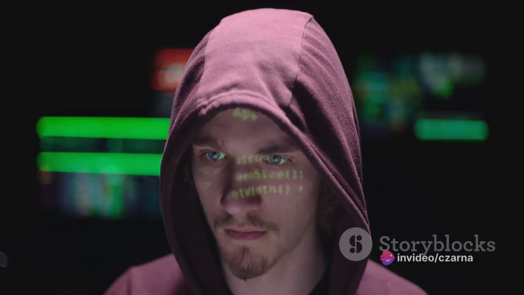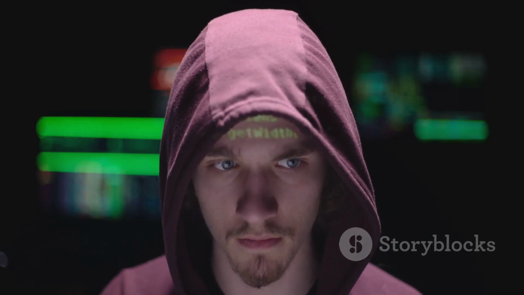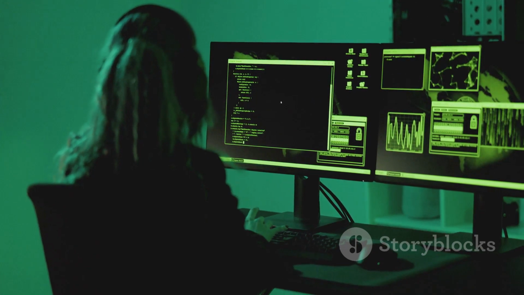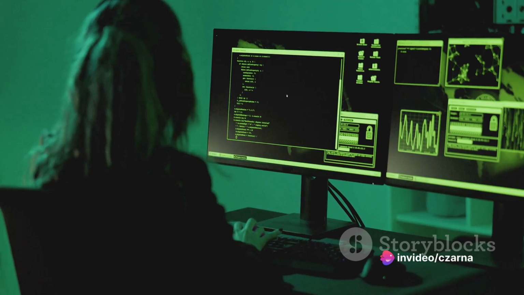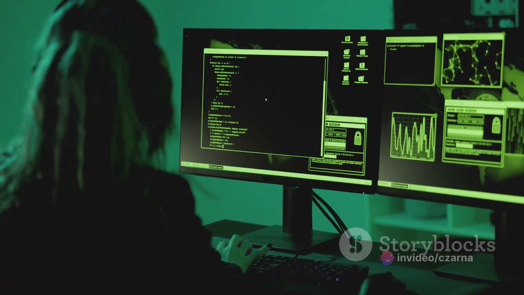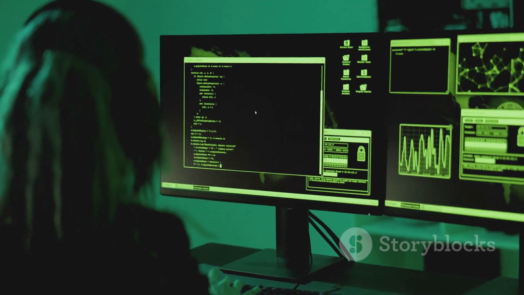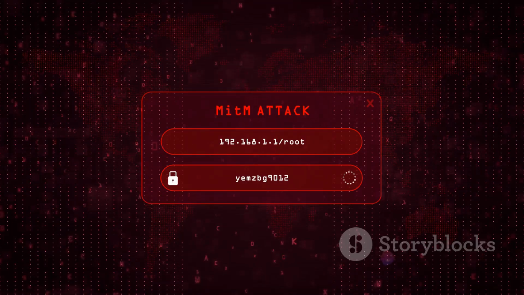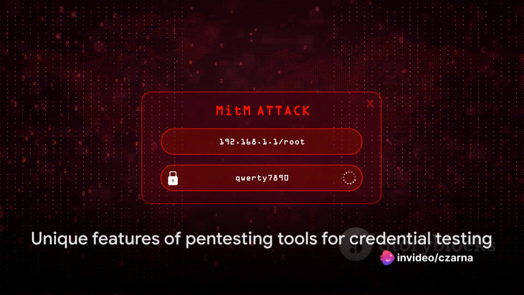Last but not least, we have Medusa. This parallelized login cracker is designed for speed, as it can test multiple hosts and multiple passwords concurrently. Medusa supports numerous protocols, and its modular architecture allows for the addition of new modules with ease. Unlike many other tools, Medusa is protocol-specific, meaning it understands the nuances of different protocols, making your pen testing more effective.